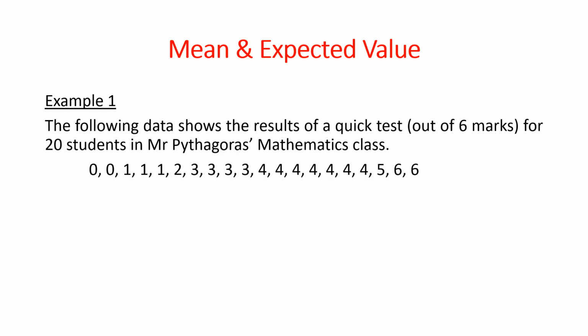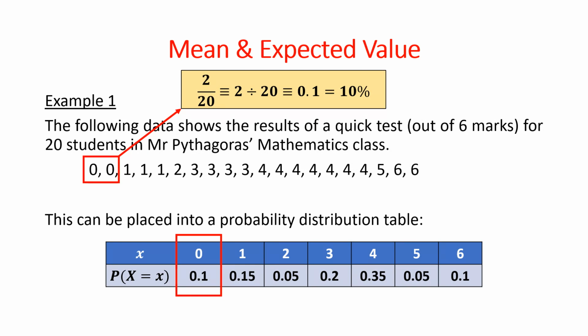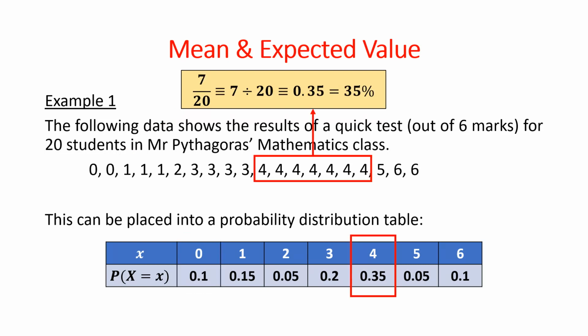All right, here's our example for the video. The following data shows the results of a quick test out of 6 marks for 20 students in Mr. Pythagoras' mathematics class. We're going to place these results into a probability distribution table. How have we done that? Well, 2 of the students out of 20 scored 0 marks. So 2 out of 20 is equivalent to the probability of 0.1 or 10%. So in the table, the 0 has a probability of 0.1. Just like 7 students out of 20 scored 4 marks, that's equal to a probability of 0.35 or 35%. So our table shows the probability of getting 4 is 0.35.